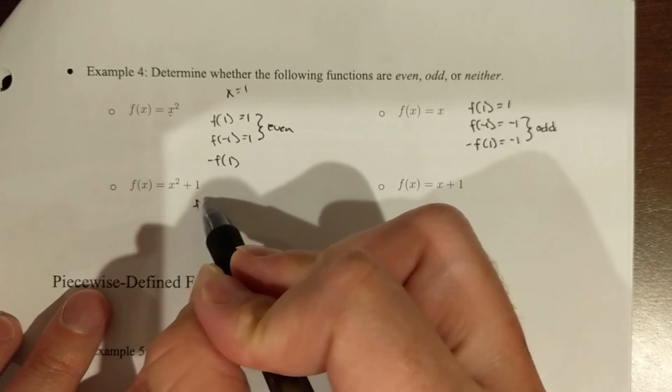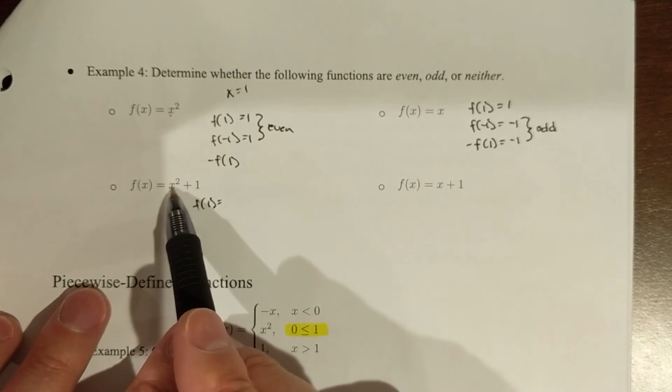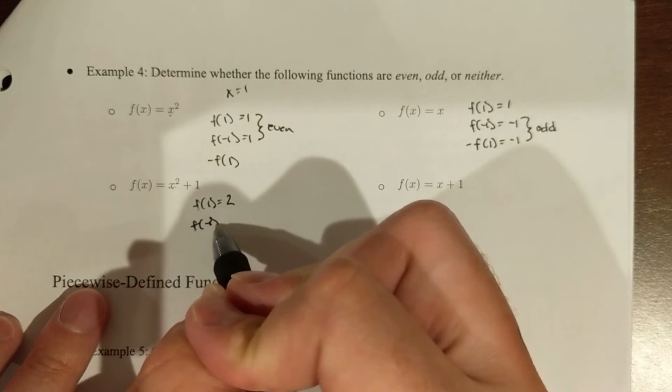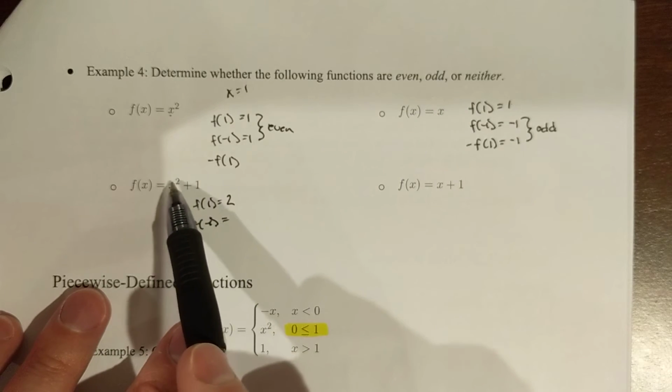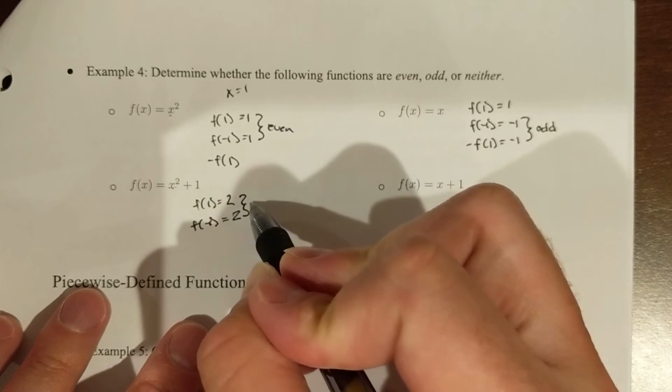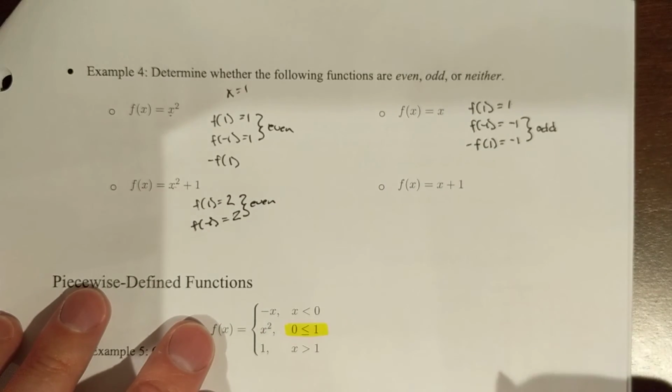So for this one, f of 1 is going to be 1 squared plus 1, so that's 2. F of -1 is -1 squared, which is 1, plus 1, which is 2. So I can stop there. These two are the same, even.